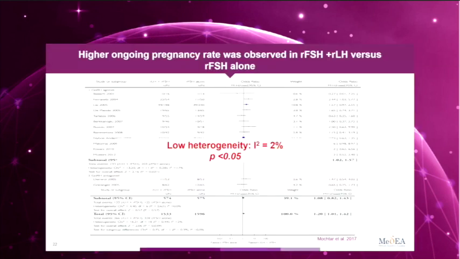So let's come back to the same meta-analysis. Here we have information about ongoing pregnancy rate. And you see that in this case, the meta-analysis provides information from more than 1,500 patients per group. So the sample size is larger. The heterogeneity among results is very low. The I-square is 2%. So results are very homogeneous in a huge sample size. And there is a significant increase in ongoing pregnancy rate.